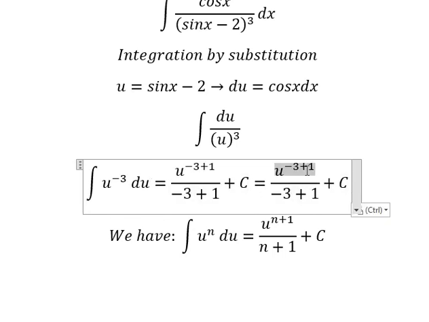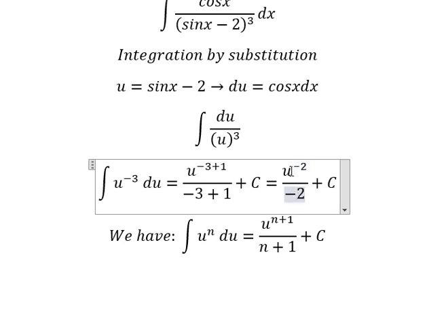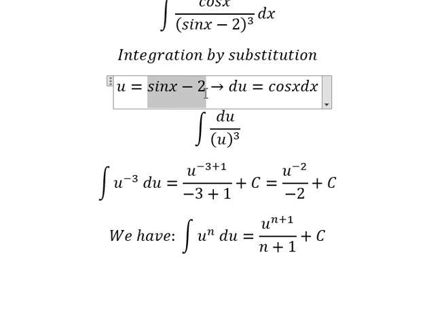So we have negative 2. This one we have negative 2 about u, that's it, about sin s minus 2.